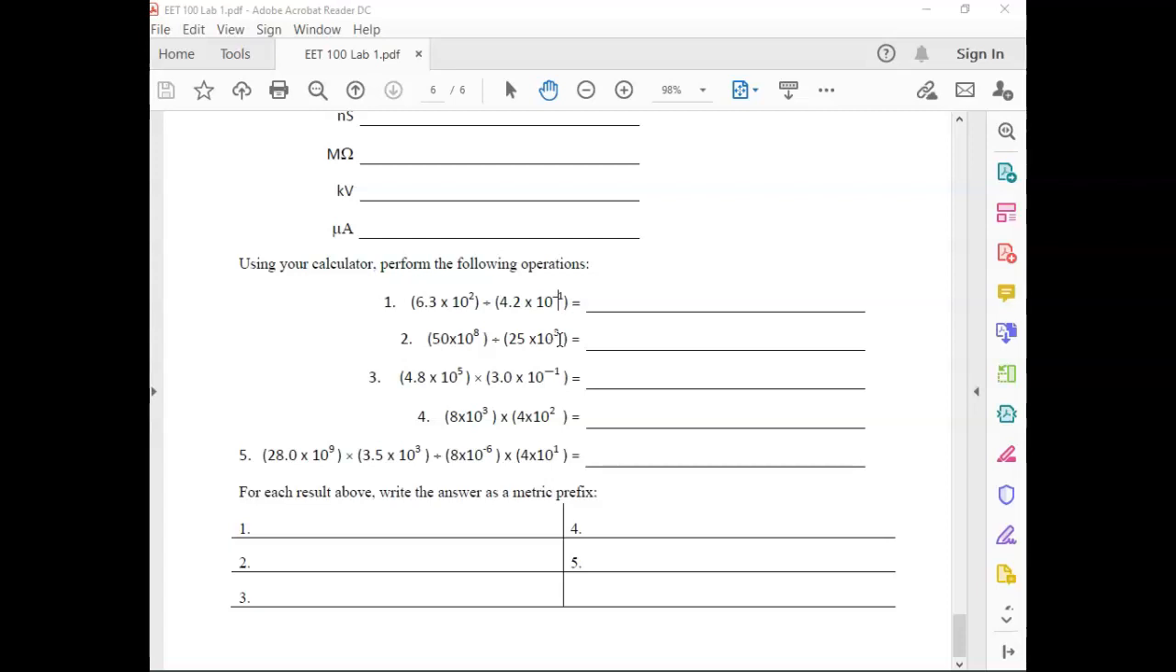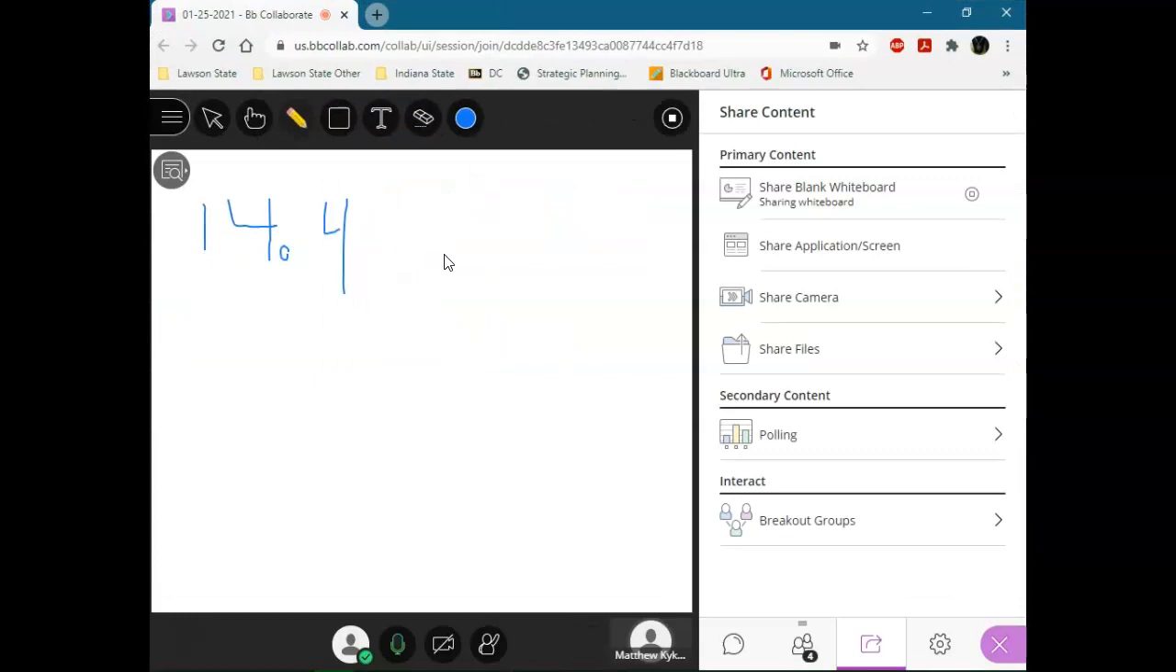The answer is neither, right? Correct. So 14.4, to get that into engineering notation or scientific notation, let's pull up the whiteboard so I can do some demonstration here. So you end up with 14.4 times 10 to the 4th.